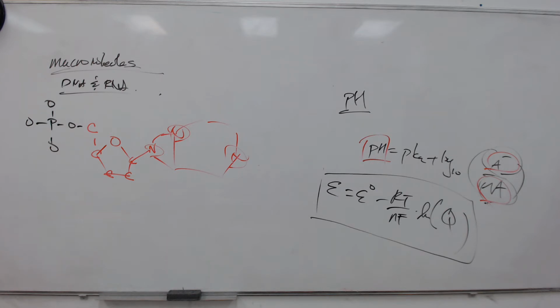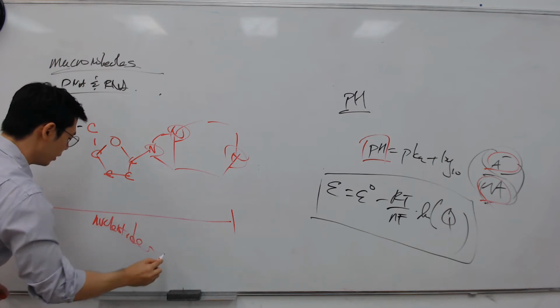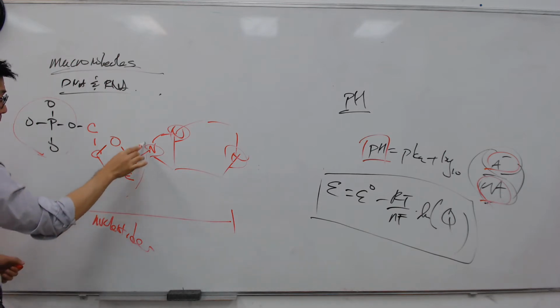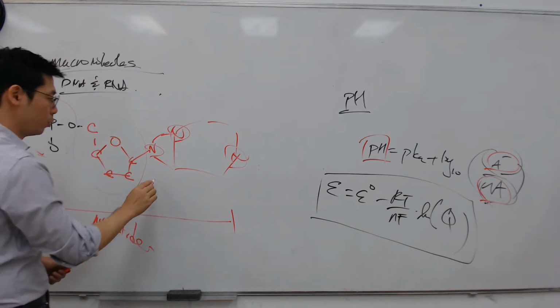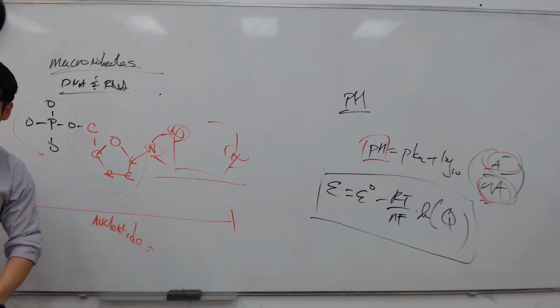This is what we call a nucleotide. A nucleotide is when you have one phosphate group, one 5-carbon sugar, and one nitrogenous base. That's what we call a nucleotide.